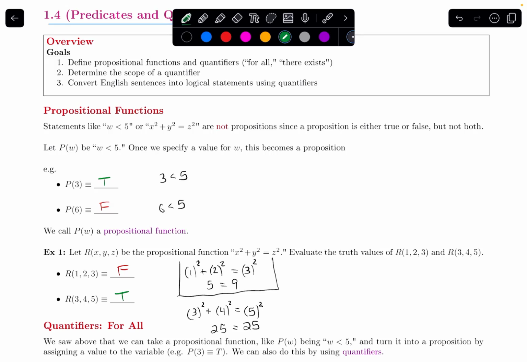So in the next video, we'll show another way that we can take these propositional functions and convert them into propositions by specifying some information about the variables.